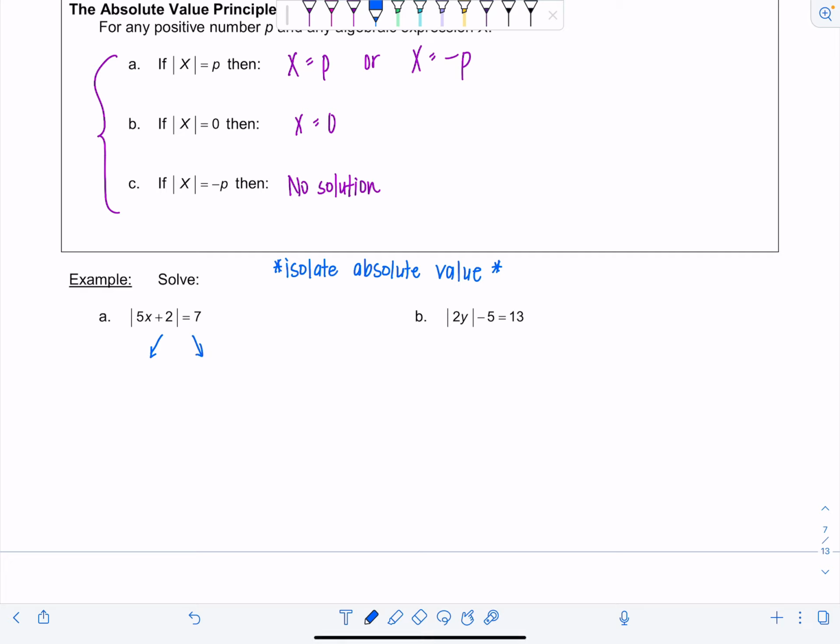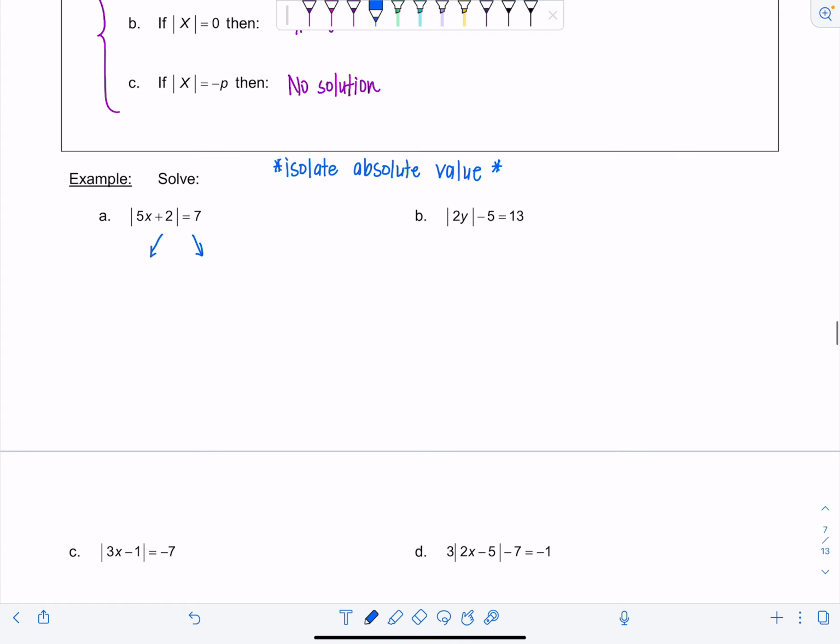So I'm going to break this down into two cases. Here they are. First one, you do nothing. You just rewrite the original equation with no absolute value bars. Or rewrite the same equation and then switch the sign on the right-hand side to make it a negative 7. Okay, not too bad. Now from here, we're going to solve each of these. You should be pretty comfortable solving these. These are just regular linear algebraic equations.